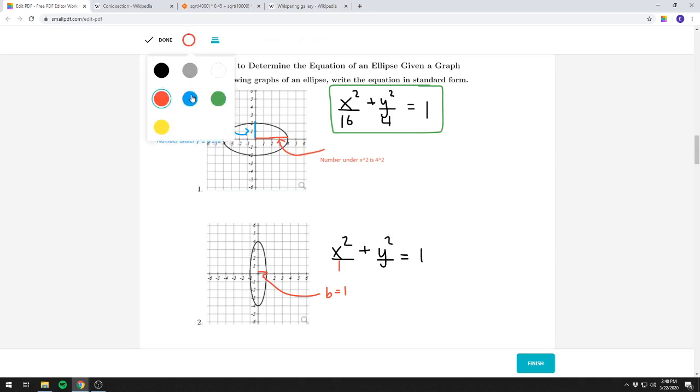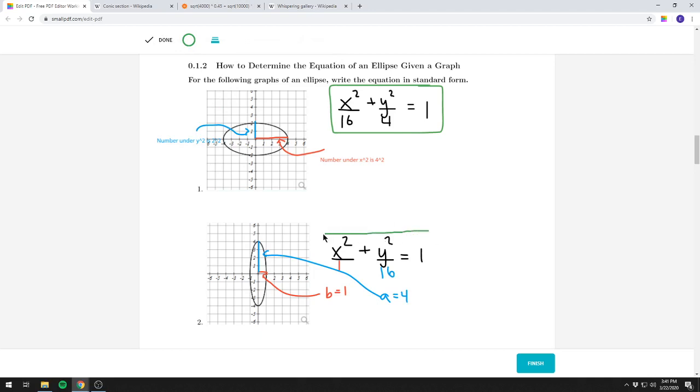And then the vertical side for y, it's going up to 4. What that's telling us, since that's the bigger one, is that a is 4. And under y squared goes a squared, which is 16. The equation for this ellipse is x squared over 1 plus y squared over 16 equals 1.